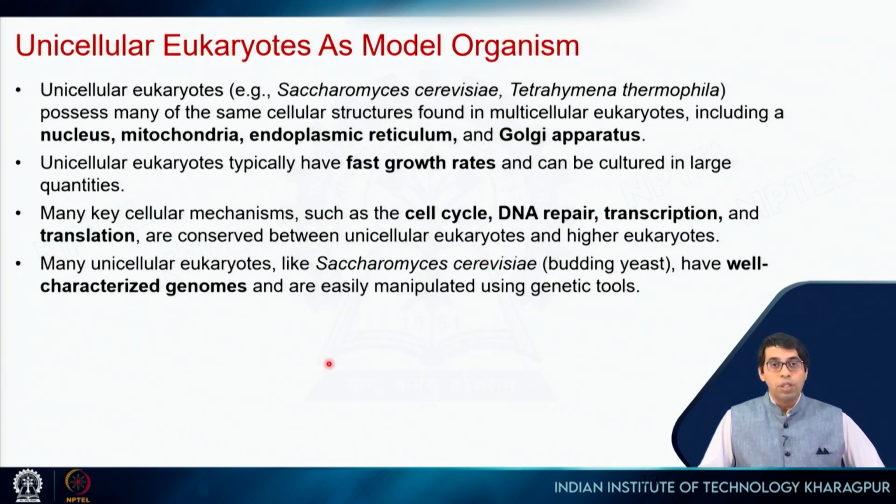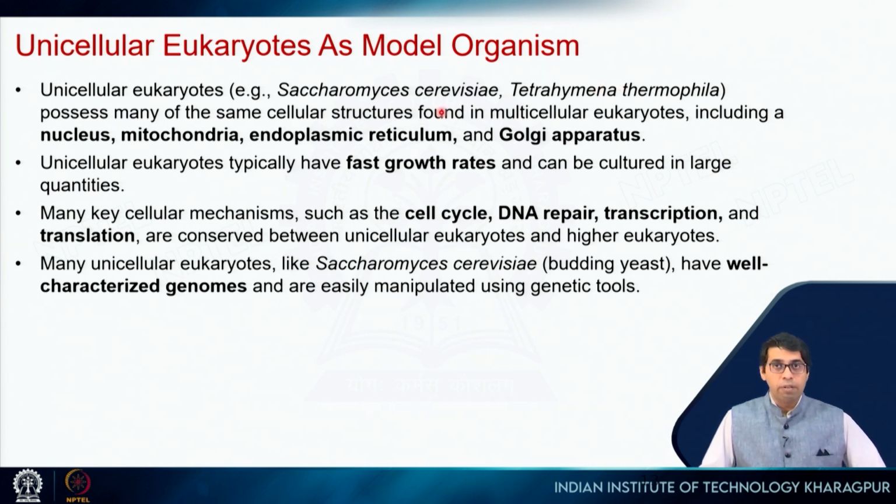Now, there are also eukaryotes which are unicellular. A model system for unicellular eukaryotes is Saccharomyces cerevisiae, that is Baker's yeast. Another model system is Tetrahymena thermophila. Again, these model systems have been used to make many groundbreaking discoveries. For example, Tetrahymena was used for the discovery of RNA splicing. So, RNA splicing was actually discovered using Tetrahymena.